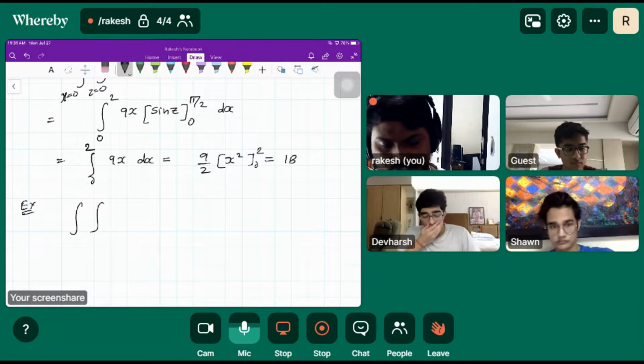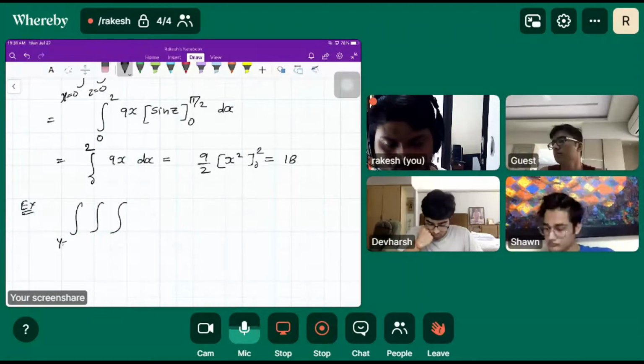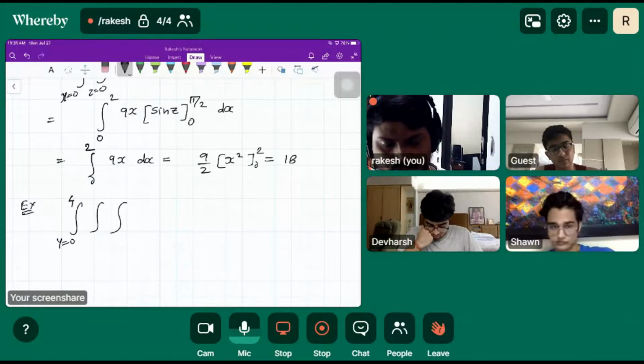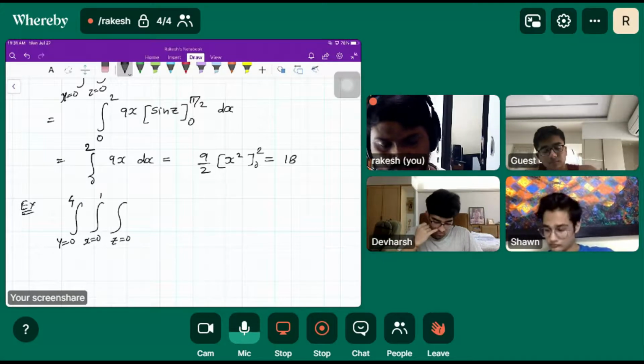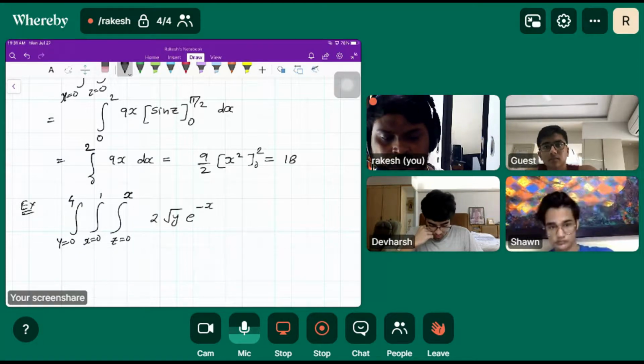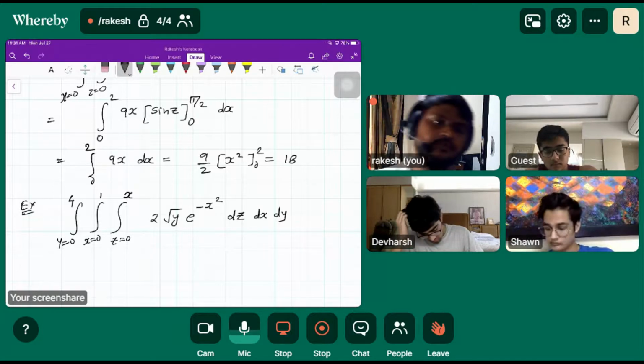The triple integration: y is equal to 0 to 4, x is equal to 0 to 1, z is equal to 0 to x, and 2 root y e raised to minus x square dz dx dy. Please solve this.